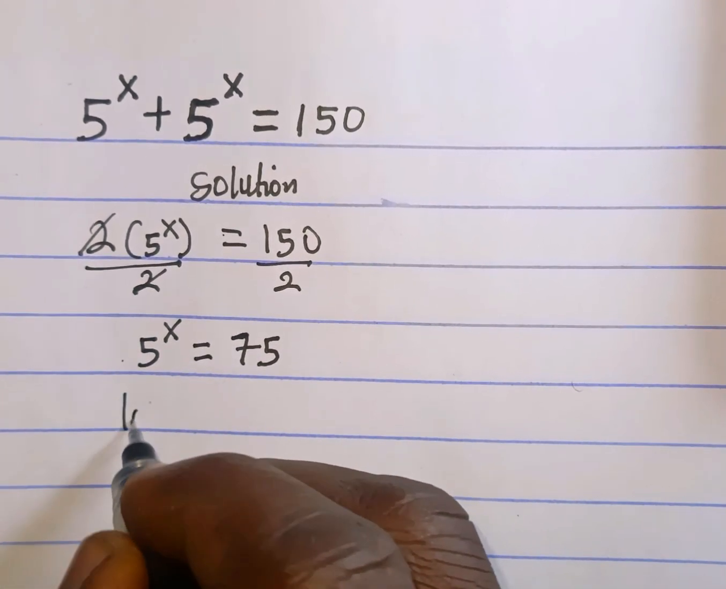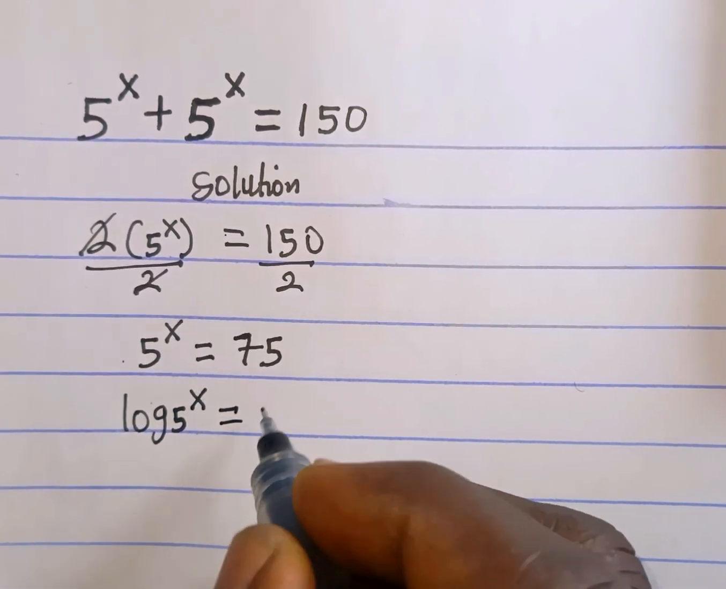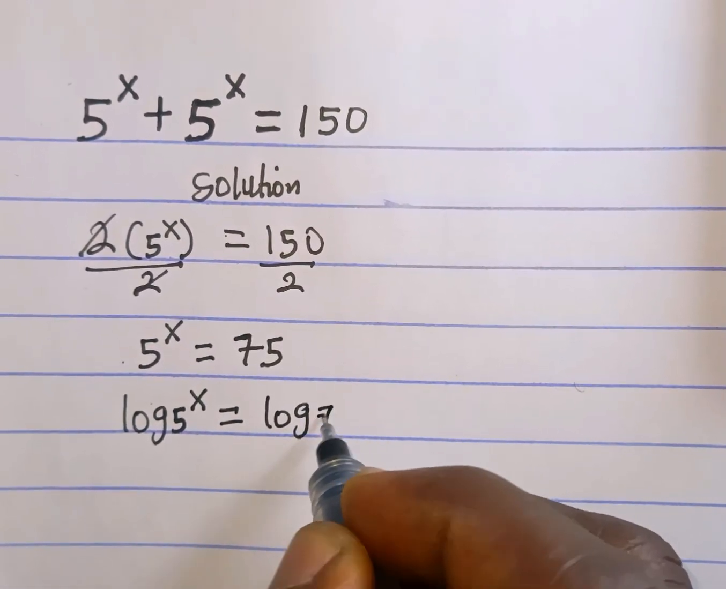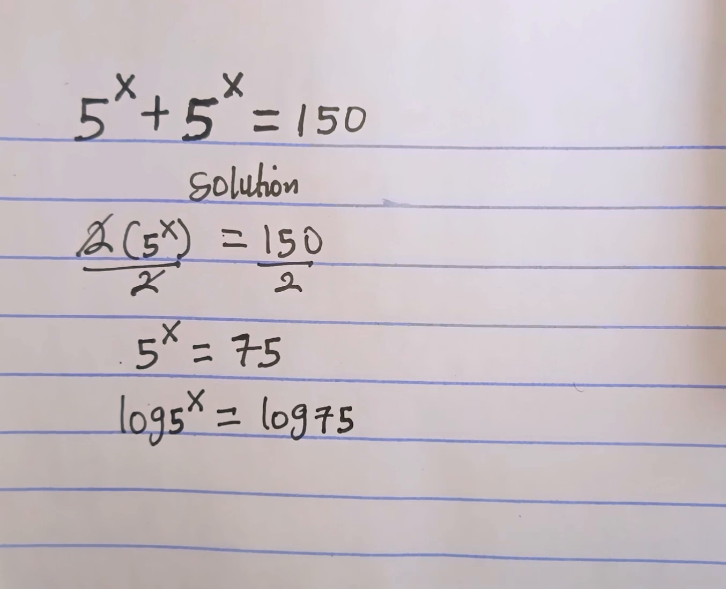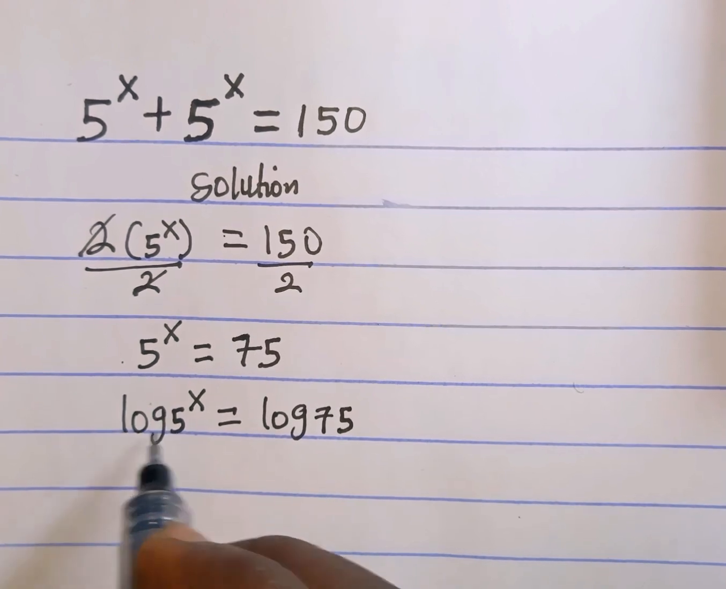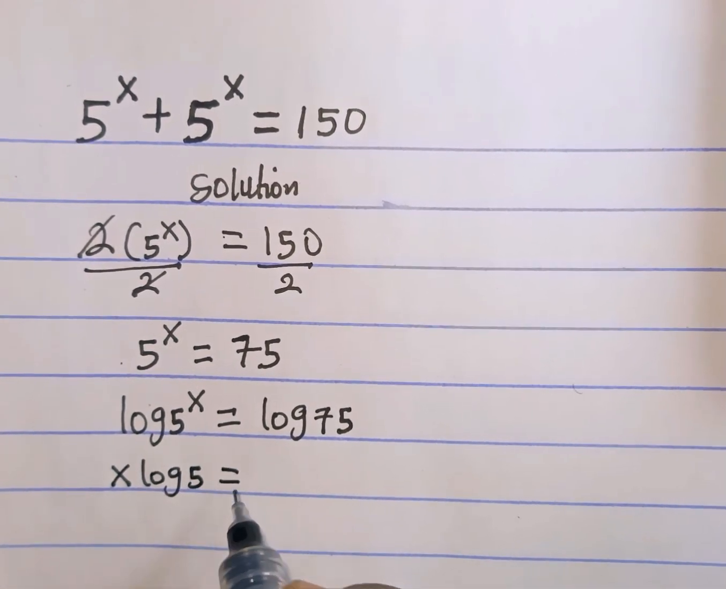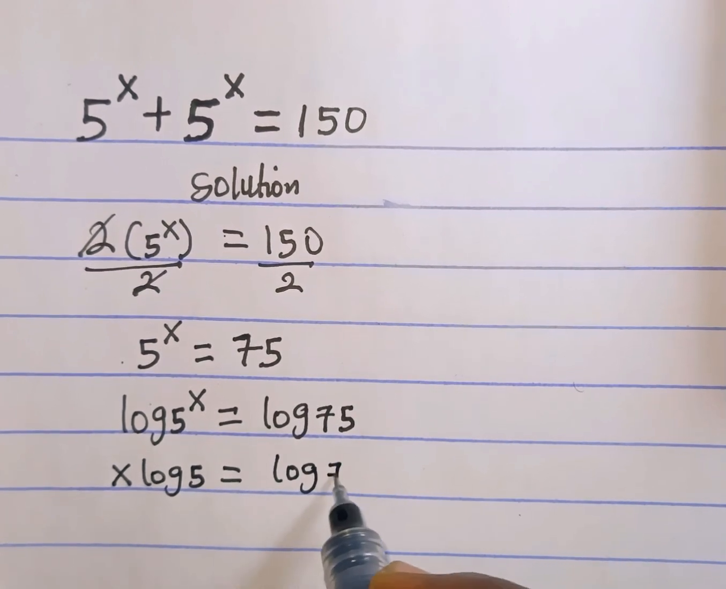So we're going to have log of 5 to the power of x to base 10, which is the same as log of 75. So the next thing we're going to recall is one of the properties of logarithm. This power here is going to go back to multiply the log. So this is equivalent to x log 5, which is the same as log of 75.